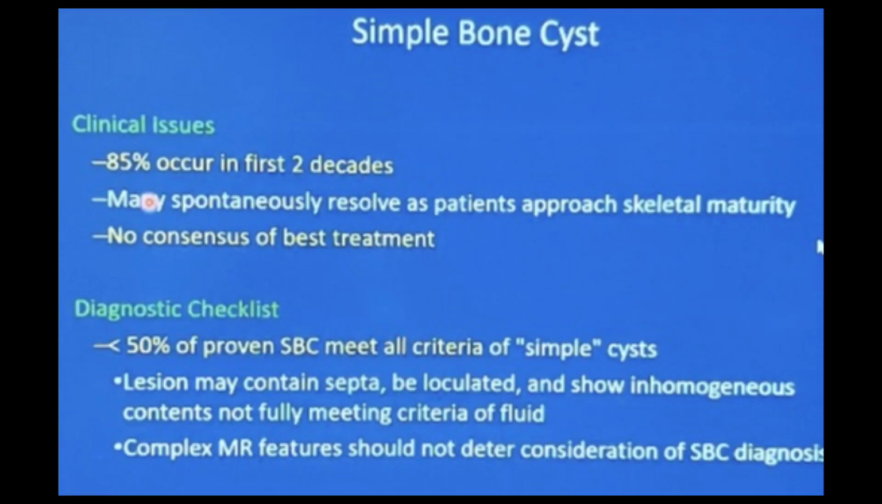As far as the diagnosis is concerned, 50% are proven to be a simple bone cyst, but sometimes in some of the lesions you may be able to see septa, there may be loculation, or somewhat inhomogeneous internal contents can also be seen. But the majority of the 50% of cysts which you can appreciate on the X-rays will fulfill the criteria of the simple bone cyst.